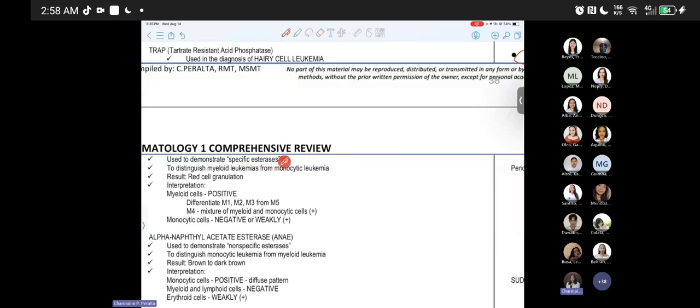Diba sabi ko kanina, so we have three types of esterase, acetate, butyrate, chloroacetate. Si chloroacetate, specific esterase siya kasi it is used to rule in myeloid leukemia from monocytic. So ibig sabihin, this is for granulocytes. So kapag monocytic ang cells, negative or weakly positive, pero kapag myeloid ang cells, positive. So myeloid cells, positive. Result, red cell granulation.